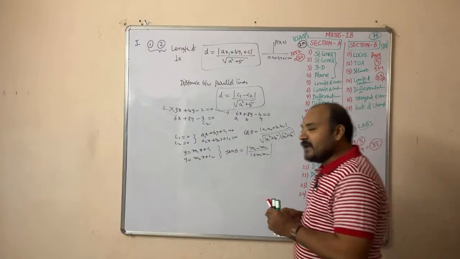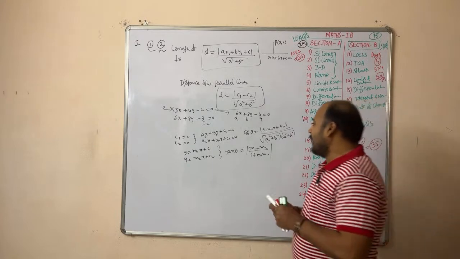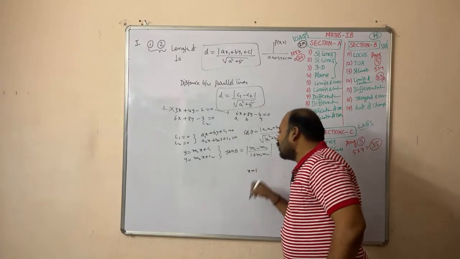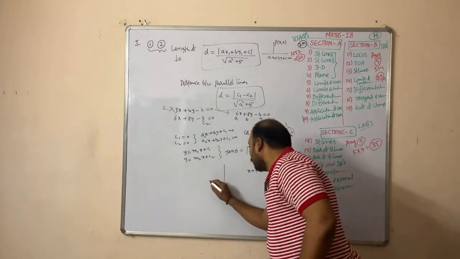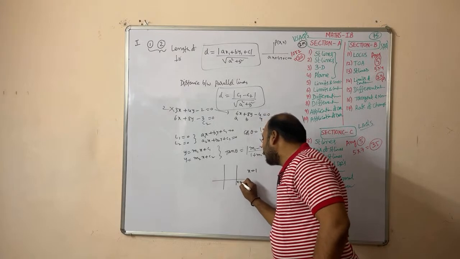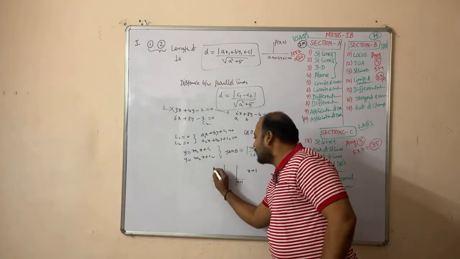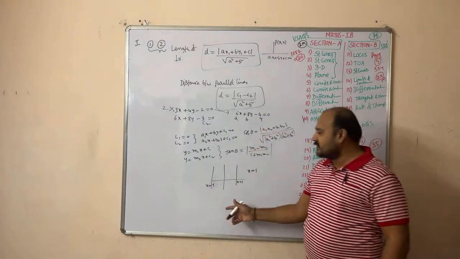Even reflection of the lines also they will ask. In the second exercise itself it is there. Find the reflection of the line x is equal to 1 with respect to y-axis. So like this it will be. X is equal to 1, the line is parallel to y-axis at a distance of 1 unit. Reflection means exactly the same distance but in the negative direction. X is equal to minus 1 is the line.